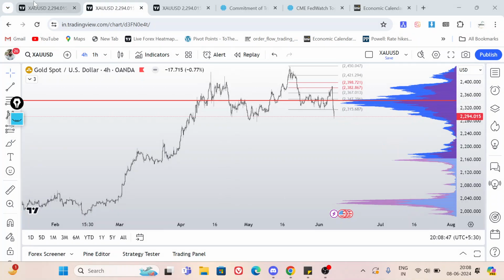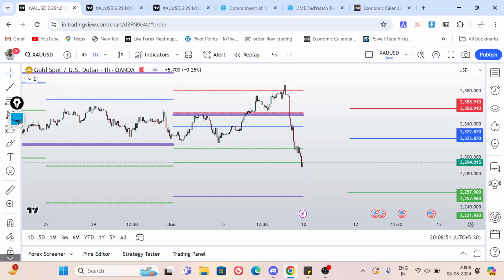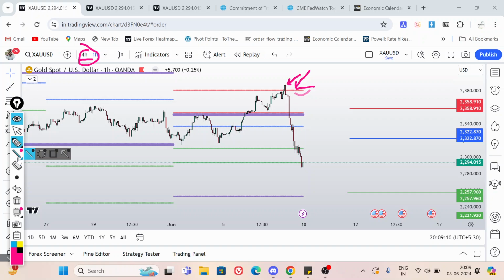And if we talk in terms of the pivot levels, you can see we already discussed this in the Telegram channel that this level right over here was the weekly R2, and after breaking out from here, the price got rejected in the next candle on the 1 hour time frame, you can see. And after that we have seen a big decline.